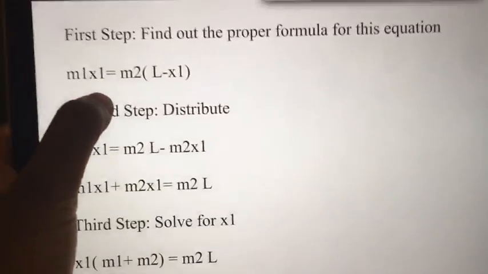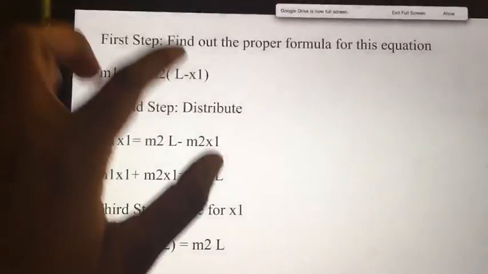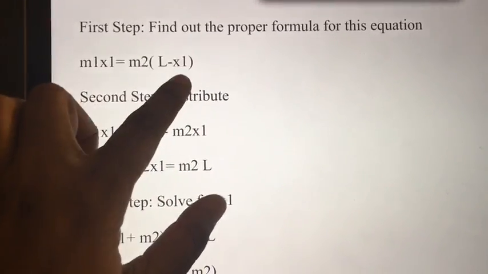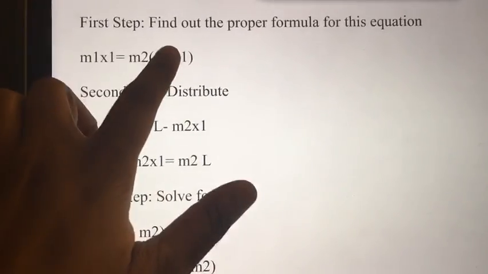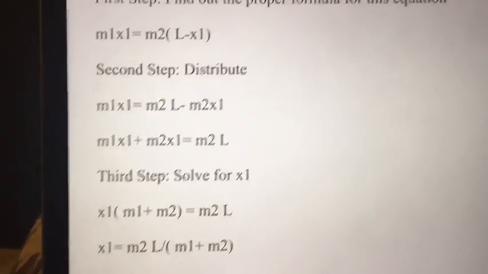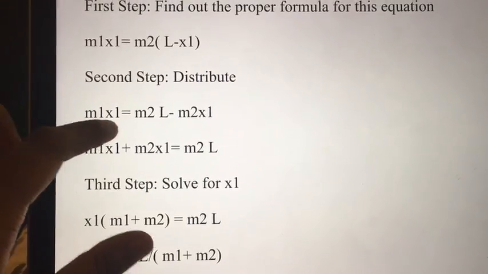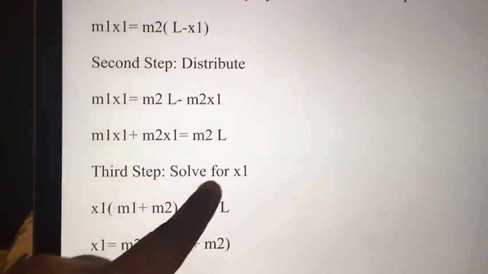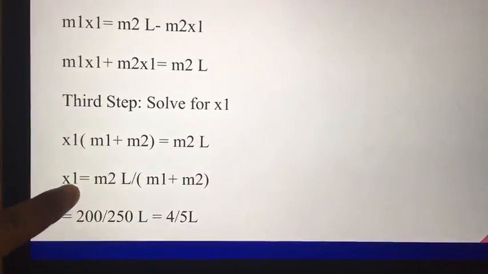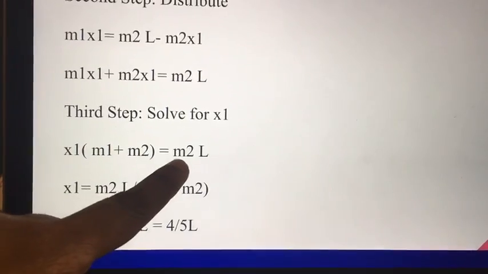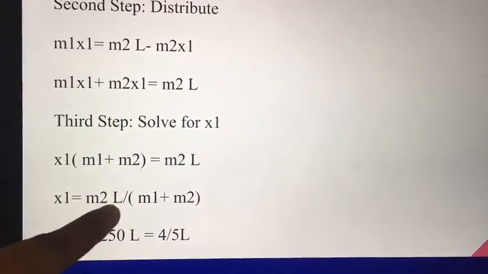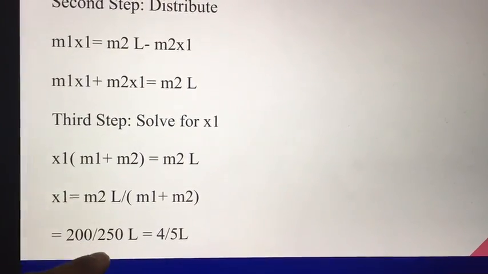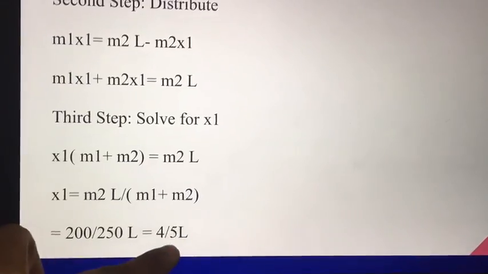So basically you use this formula, m1 x1 equals m2 (L minus x1). L minus x1 in this case is a substitution for x2 because you don't know what x2 is. You just say L minus x1. You distribute: m1 x1 equals m2 L minus m2 x1, and then you solve for x1. So you get x1 times (m1 plus m2) equals m2 L. x1 equals m2 L over (m1 plus m2), and that equals 200 over 250 L, which is 4/5 L.